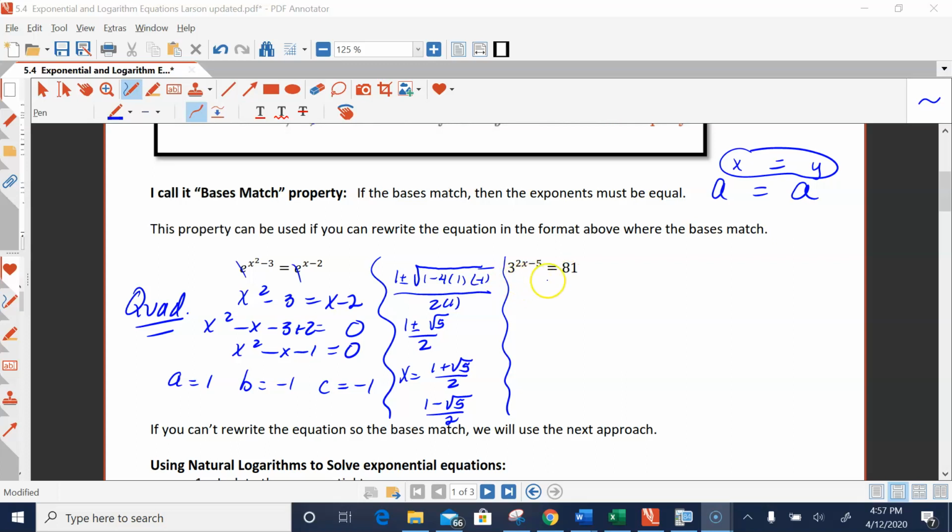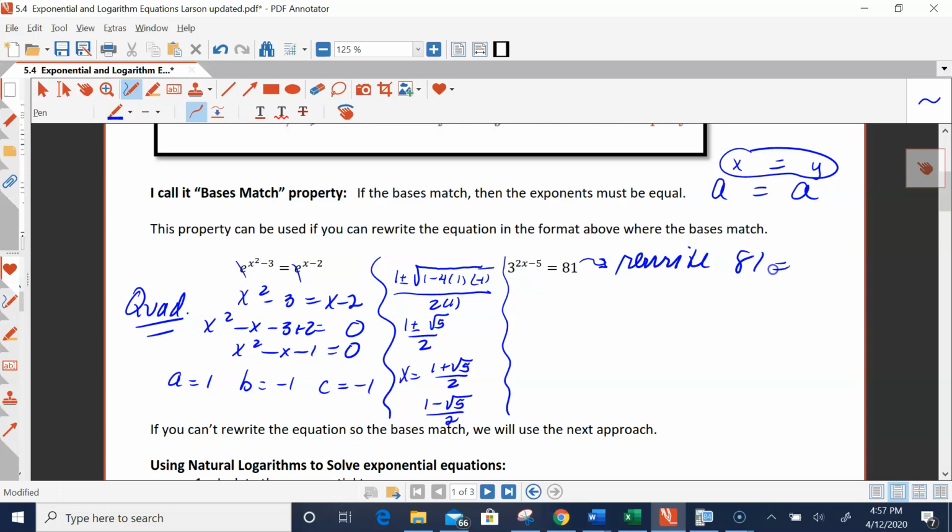Notice this equation on the right. I don't have a base a equal to a base a on the right. The two bases don't match. However, I'm realizing that I can rewrite 81 as 3 to a power. If I can do that, then my bases will match, and I just have to solve for the exponents.